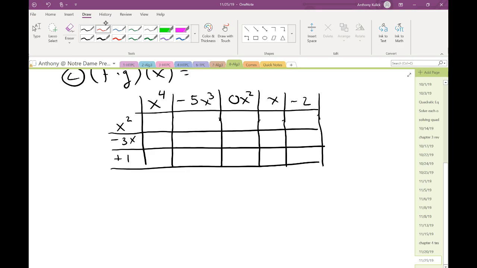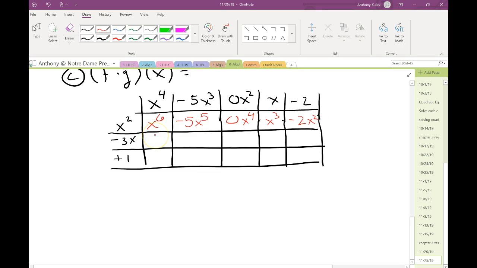And now I'm going to just do each of these little multiplication problems. So I have x to the 4th times x squared. That gives me x to the 6th. And then x squared times negative 5x to the 3rd. That's negative 5x to the 5th. And I just keep on going, so on and so forth, until I fill the grid out.